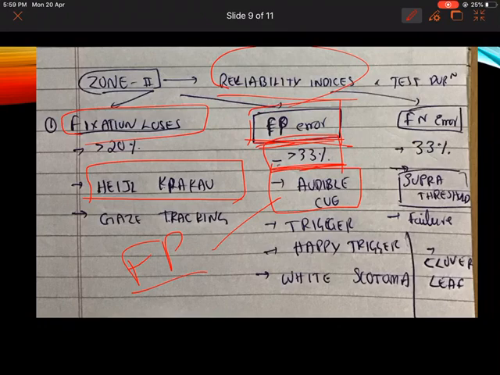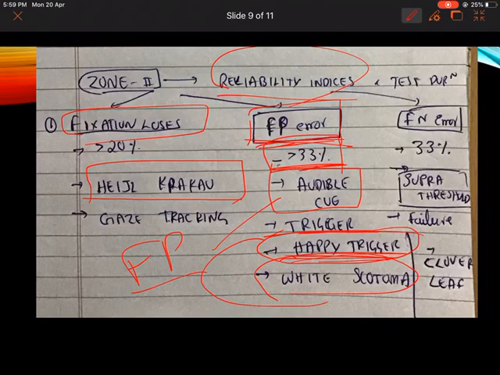This happens in patients who are called happy trigger patients. Sometimes patients are very happy to trigger. They will keep on clicking the trigger. So such patients are called happy trigger patients. If the false positive error increases, the problem is that the patient can develop white scotoma. What is white scotoma? Since the patient is clicking everywhere, for each and everything, the patient is clicking.